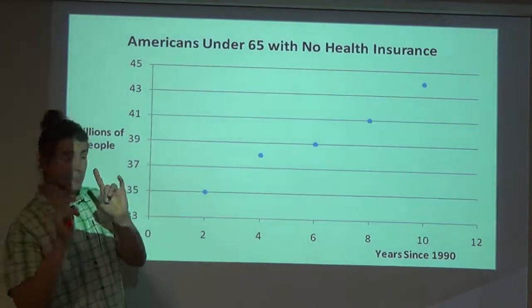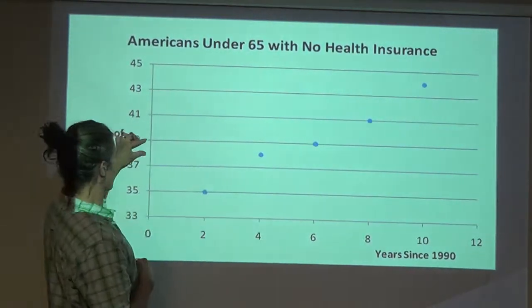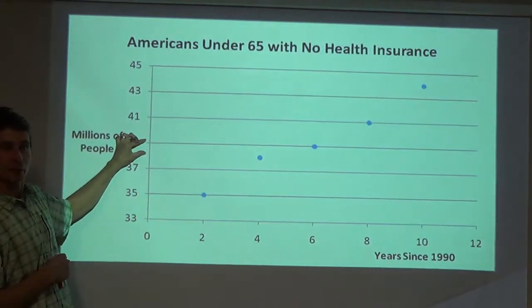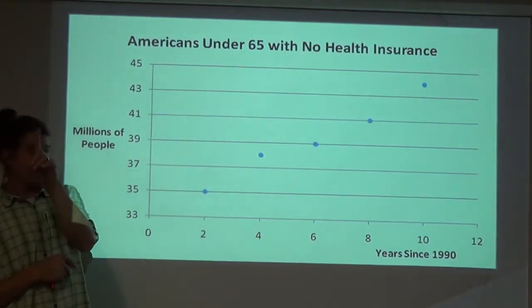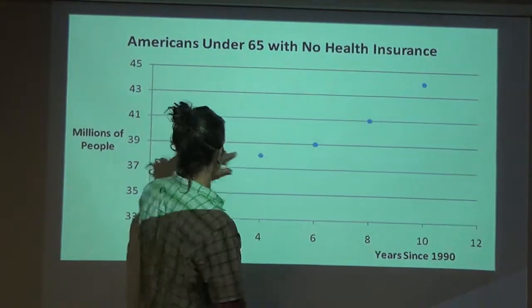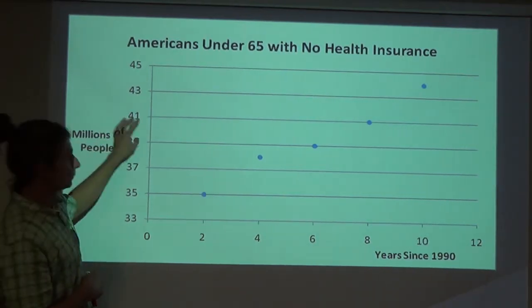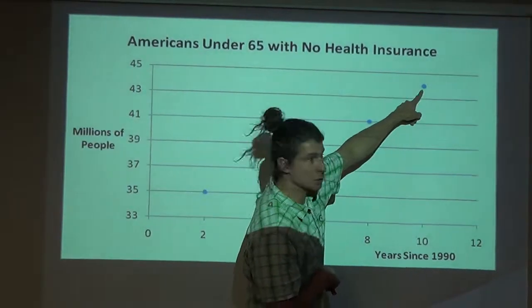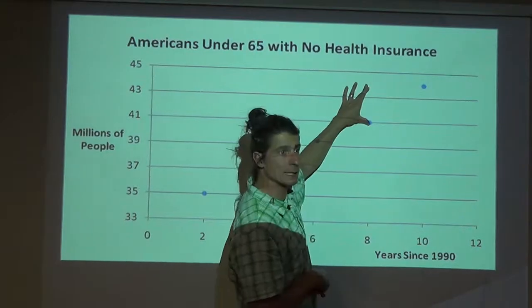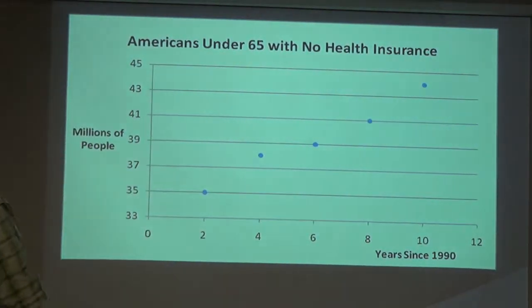Fair enough? How about from 1994 to 1996? Did it go up 2.25 million? Only 1 million. How about 1996 to 1998? Did it go up 2.25 million? Oh, it went up 2 million. How about from 1998 to 2000? Did it go up 2.25 million? Went up 3 million. Well, yes, it went up more. It went up 3 million.